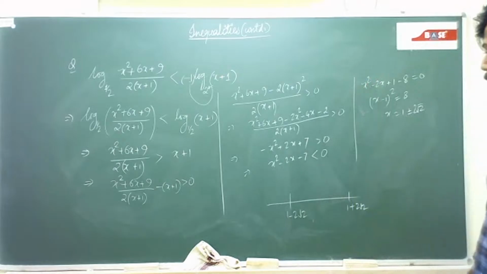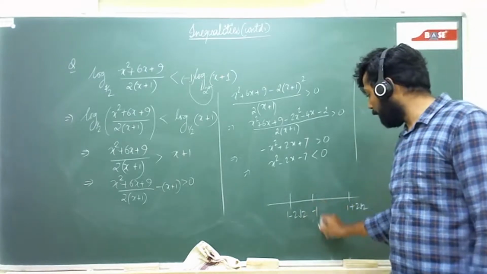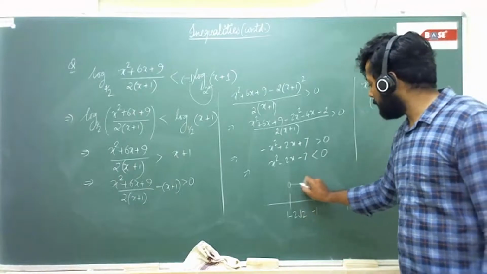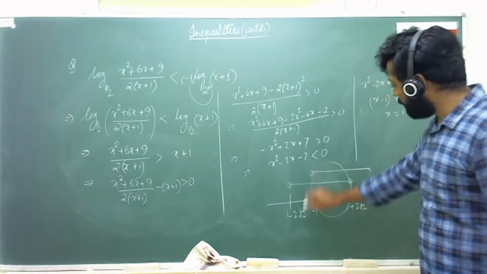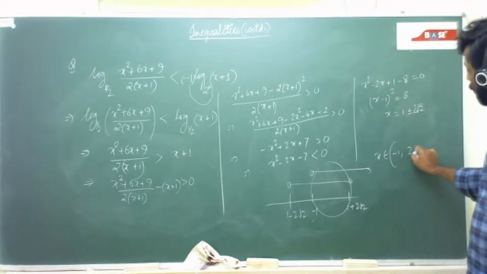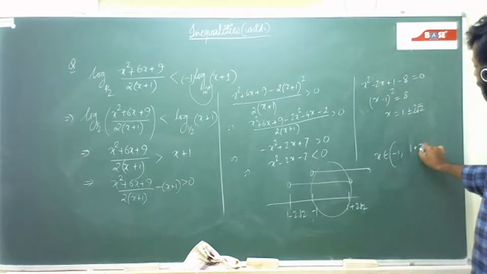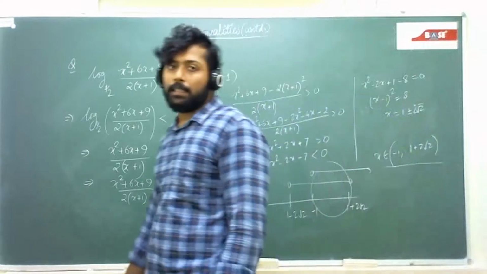Now x plus 1 is positive, so minus 1. 2 root 2 is 2.8, so that is minus 1.8. Somewhere here minus 1 is. This region says between there, and x plus 1 positive says here. So the ultimate region is between minus 1, open minus 1, to 2 root 2 plus 1. That's the region where this function is valid.